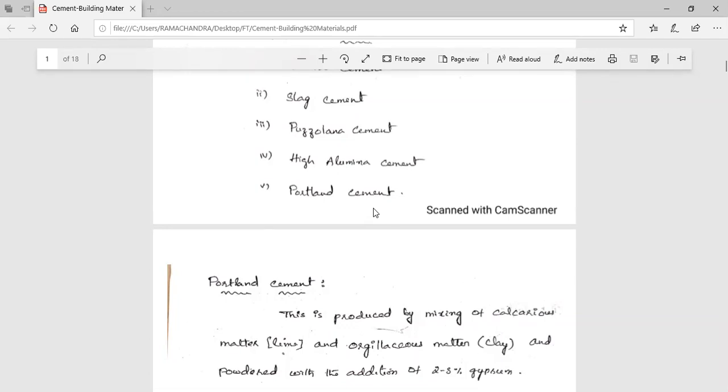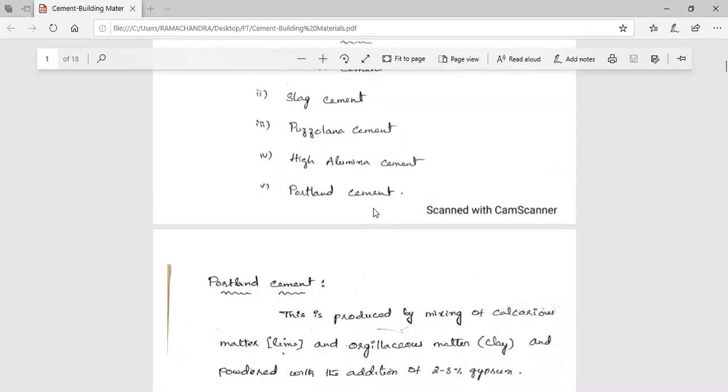So how is Portland cement made? We use the mixture of limestone and clay, and with the addition of 2 to 3% gypsum, we make a fine powder, which is known as Portland cement.